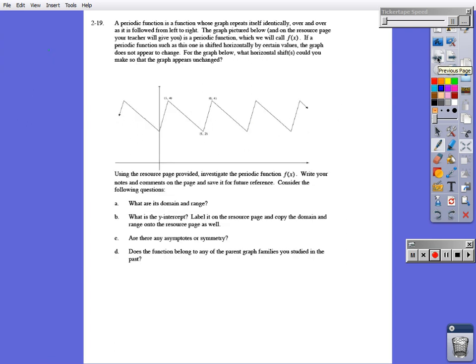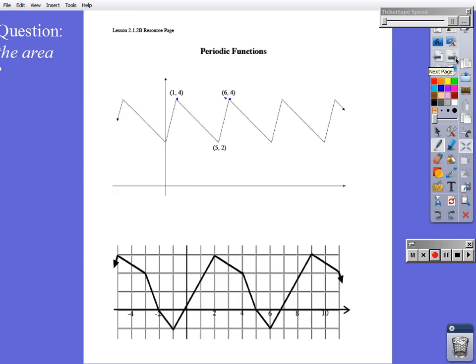Use the resource page to investigate the periodic function. Write your notes and comments on the page. Save it for later. We're going to go over that when you come back to class. What's the domain and range? So this first periodic function is one we're looking at. Domain is all real numbers, because that arrow is going on forever and that arrow is going on forever. The range here is a little different. We assume the pattern continues. Therefore, the range, the highest it can go is 4. The lowest it can go is 2, so the range will reflect that.